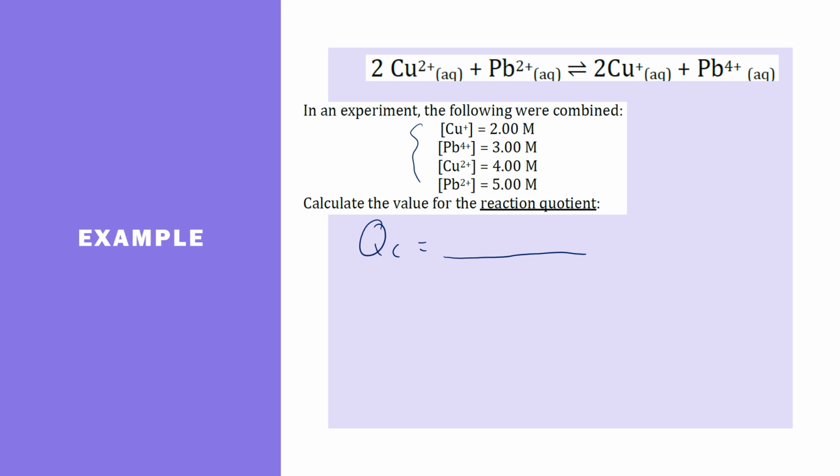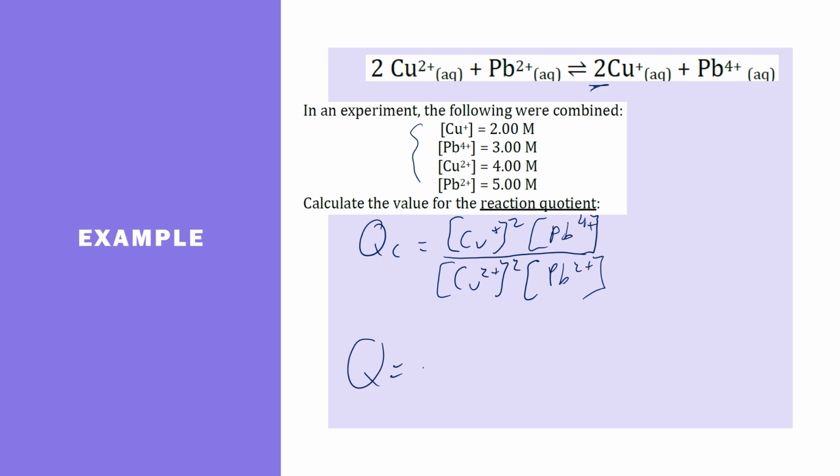So we need to put the products over the reactants. We have the Cu1 plus ions squared because of the coefficient, the lead 4 plus ions, the copper 2 plus ions squared because of the coefficient, and the lead 2 plus ions. Now that we have our expression, all we need to do is plug in the numbers into that expression. So we want to put the copper 1 plus is 2 molar squared, the lead 4 plus is 3 molar, the copper 2 plus ions are 4 molar squared, and the lead 2 plus ions is 5 molar.